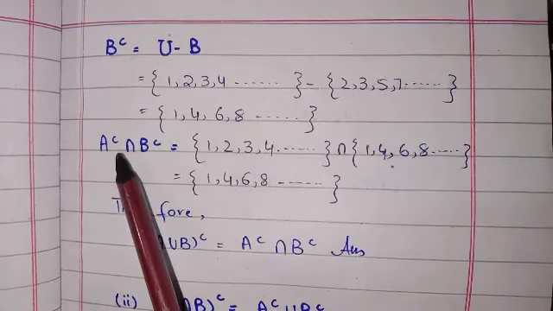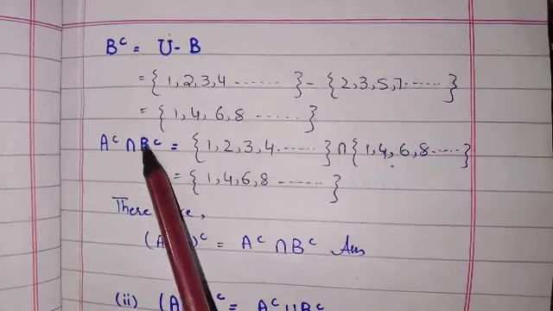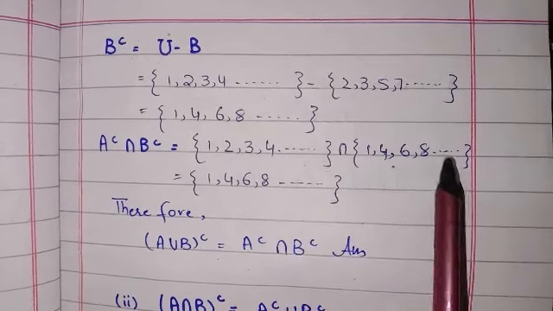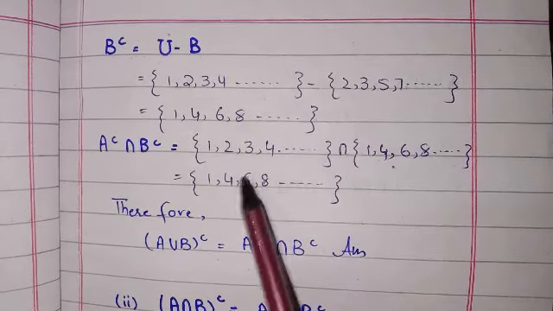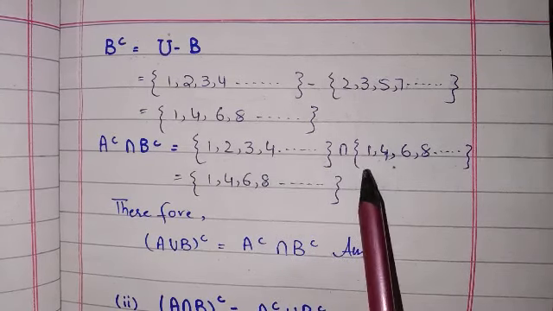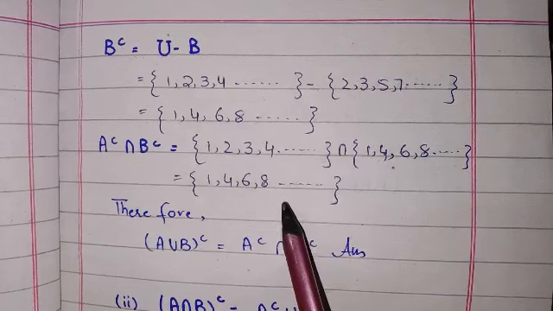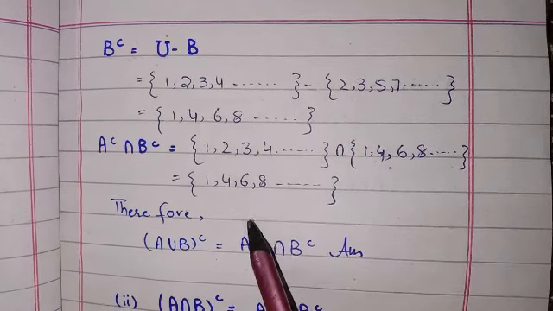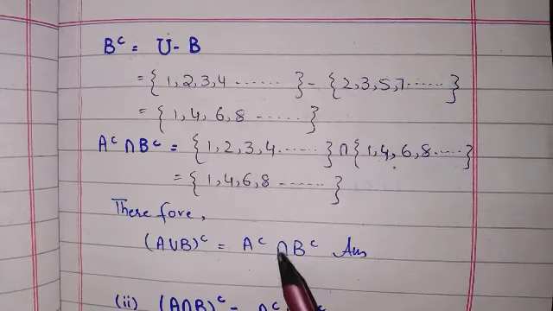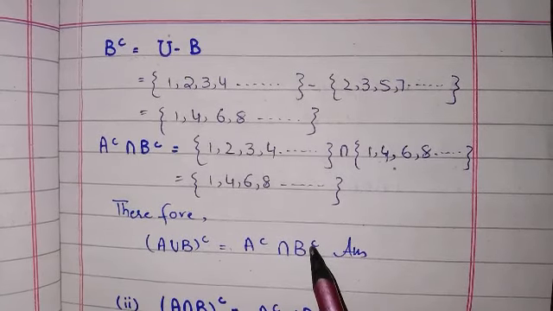Now students, we will find the intersection of A complement and B complement. Here we will write A complement, then intersection B complement. The intersection of both sets we got is 1, 4, 6, 8 and so on. These are the elements which are common in both sets. As you can see, our left hand side answer is equal to the right hand side, so we will write therefore A union B whole complement is equal to A complement intersection B complement, which is our answer.